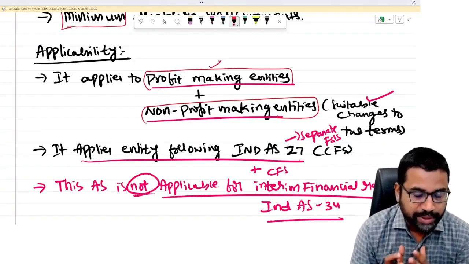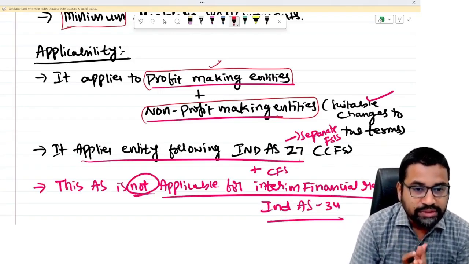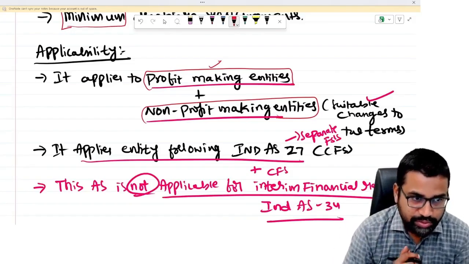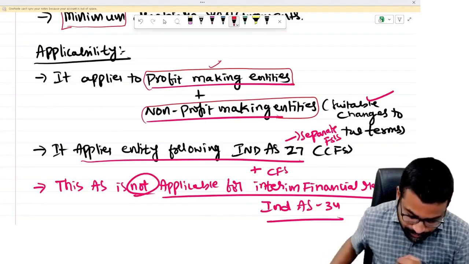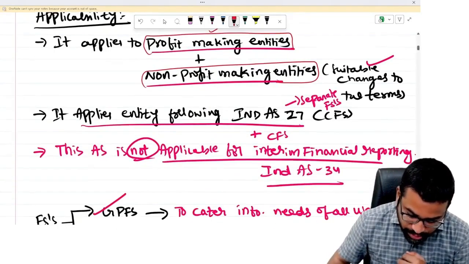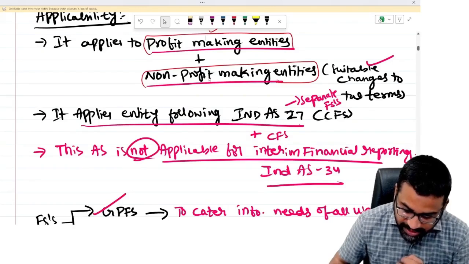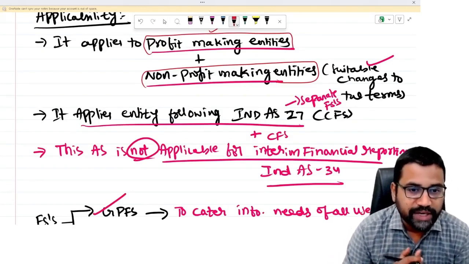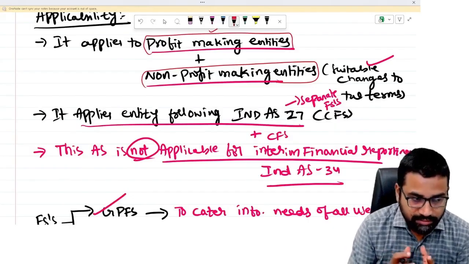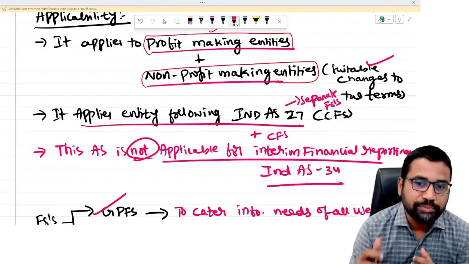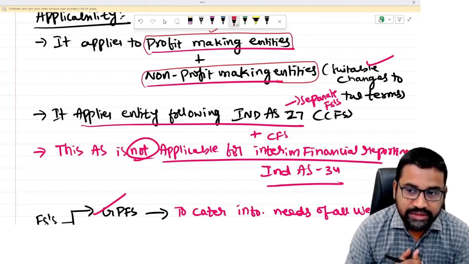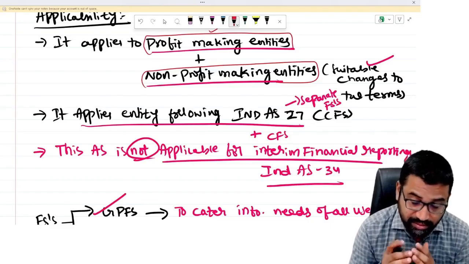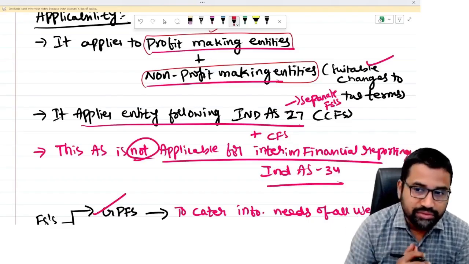The principles of Ind AS 1 are applicable for non-profit making entities also. Next, it applies to entities following Ind AS 27, that is consolidated financial statements. When you are a parent company, you will prepare consolidated financial statements, right?